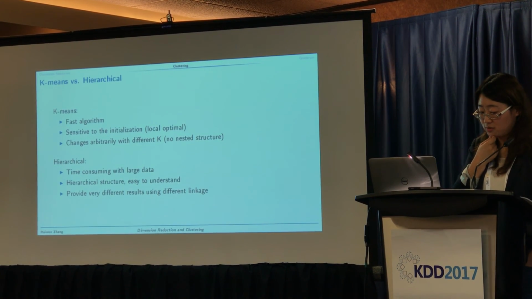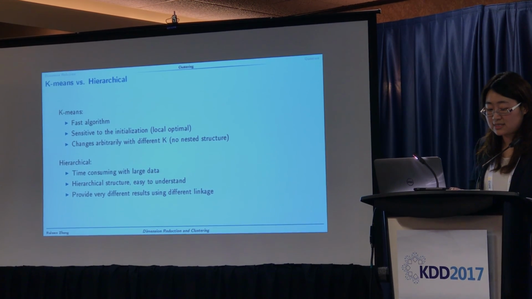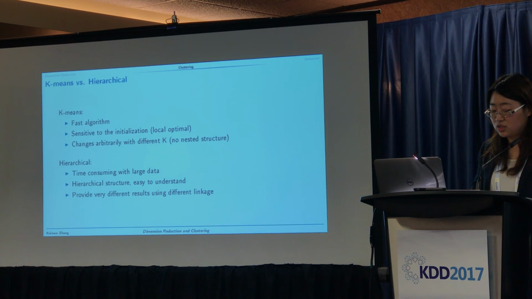Here are some pros and cons. One big advantage of K-means is its efficiency. It's fast and can be easily parallelized. But there are also several drawbacks, and people are working on modified K-means to overcome some of them. One problem is that K-means is sensitive to the initialization. It often finds a local optimum instead of the global one, so different setups will end up with different clusters. Also, K-means has no nested structure. If we change K, we can get arbitrary changes in results.